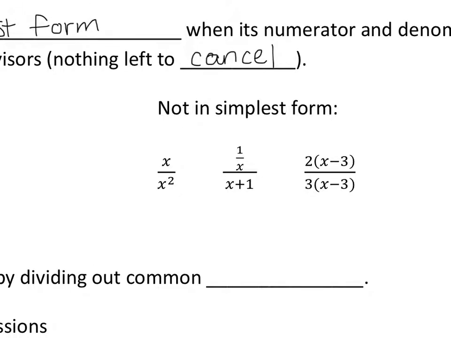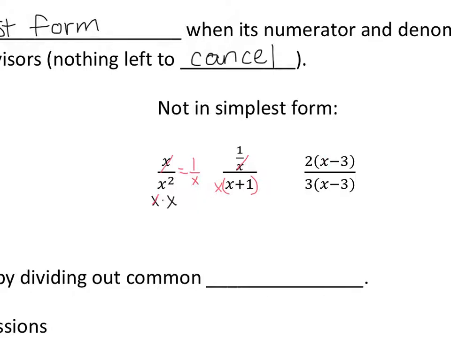Here's some examples of not simplest form. X squared is the same thing as x times x. So this x is a factor. We can cancel it with the top, and we'd be left with 1 over x. What's unsimplified about this is there's a fraction within a fraction. We need to put the two denominators together, and then we could multiply that out.